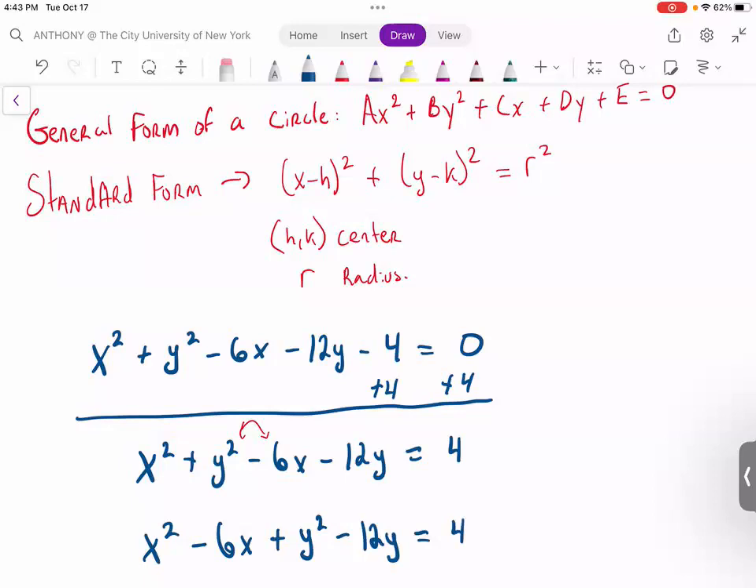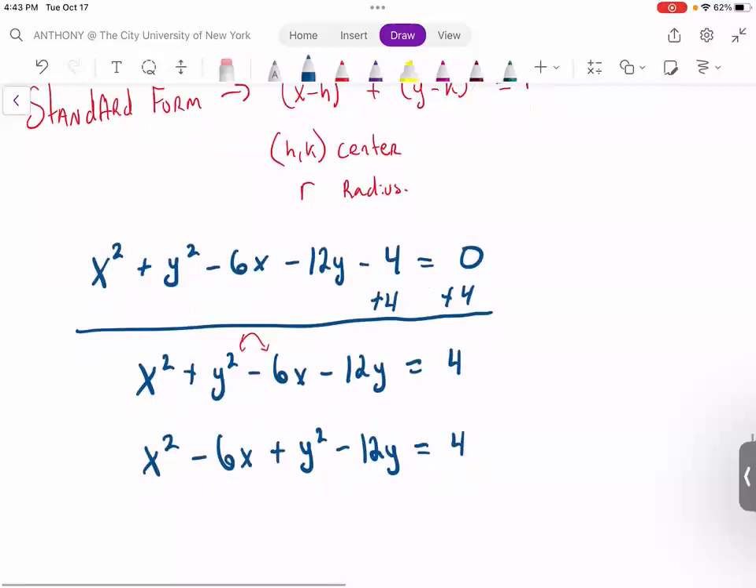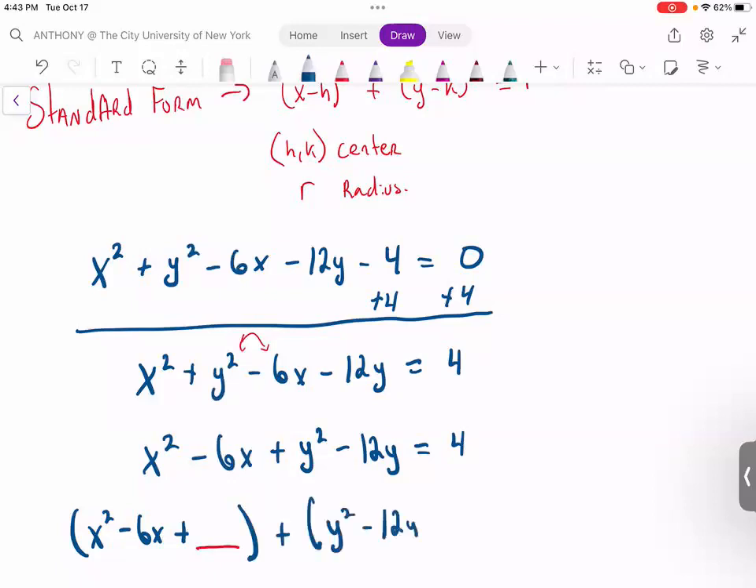Now what I'm going to do is rewrite that left-hand side of the equation using parentheses, and I'm going to leave some gaps inside of my parentheses. Observe. We have x squared minus 6x that will go inside the parentheses, and then I'm going to put plus blank, close parentheses, then plus y squared minus 12y plus, again, another blank, close parentheses, equals 4.